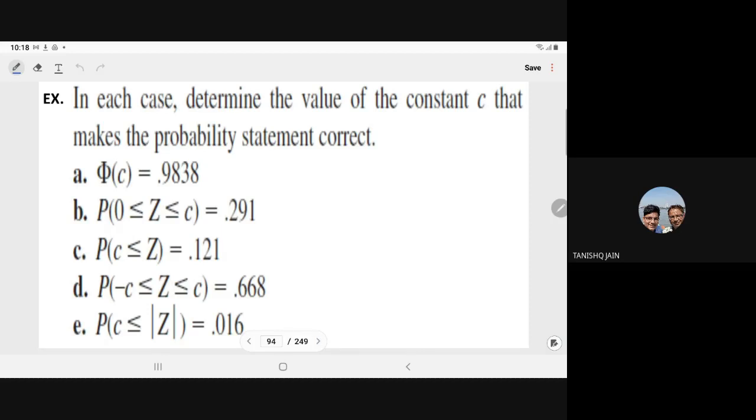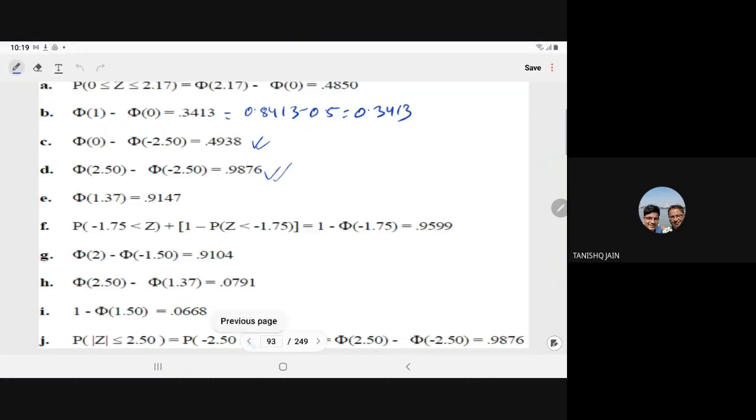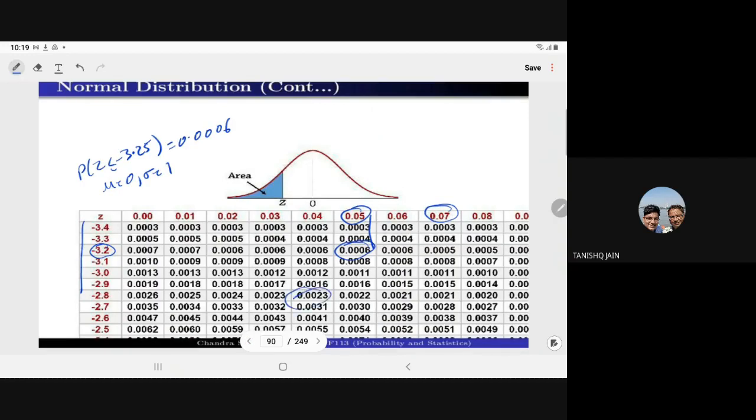Now, in each case, determine the value of the constant C that makes the probability statement correct. Phi of C is given to you. Phi of C means probability Z less than or equal to C, and it is given as 0.9838. If you have the book, please find where we have 0.9838 in the body of the table.